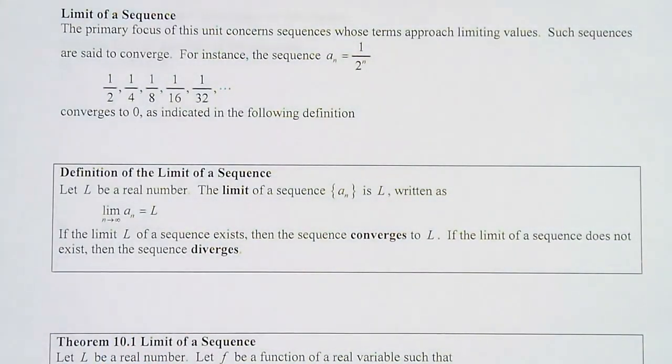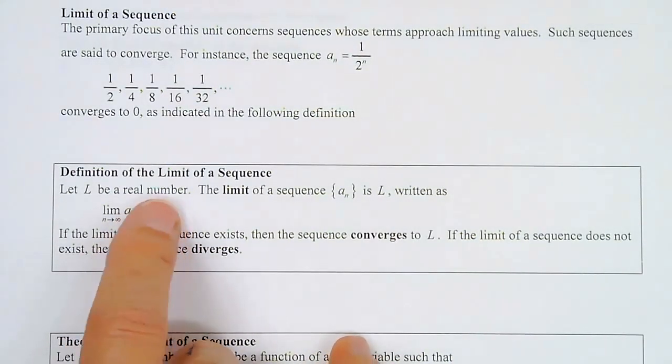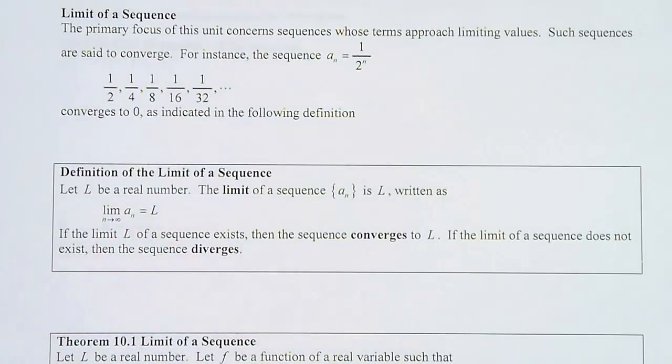So the limit of a sequence, we can write as the limit as n goes to infinity of a sub n equals some L. All right. And if that limit exists, then we say the sequence converges. If it doesn't, then we say it diverges. All right. And then we have some other limits. So a couple theorems that I want to talk about down here on properties. So let me slide this up.